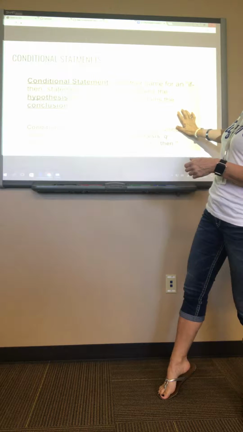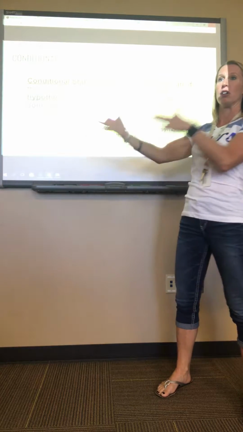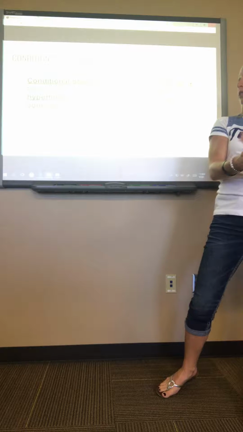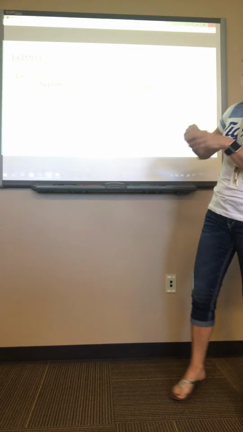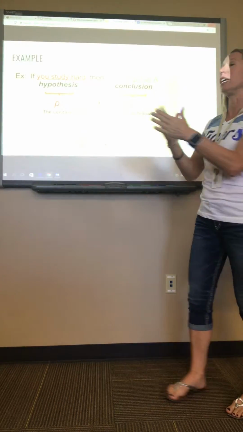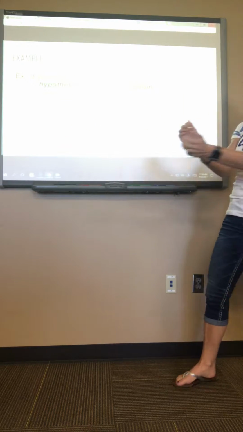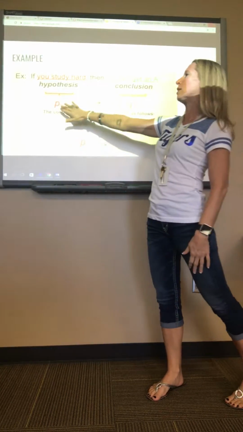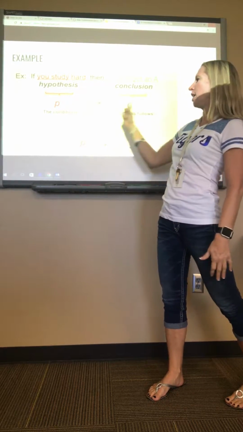Now, conditional statements have two parts, the if part and the then part. The if part's the hypothesis, which you may have heard in science. The then part is the conclusion. So, if you study hard, the if part's the hypothesis, then you will get an A, the then part's the conclusion. The symbols for a conditional statement is P arrow Q. That just means if P, where P can be anything, then Q.